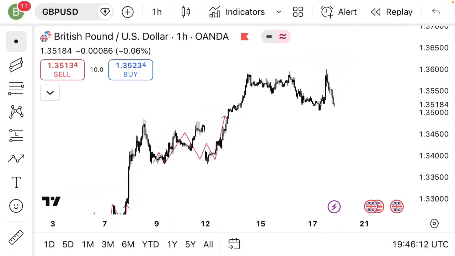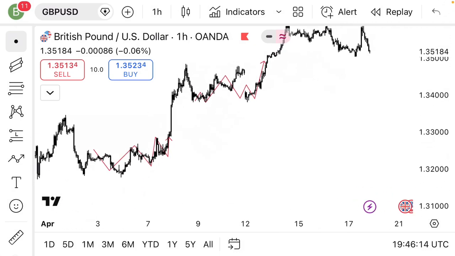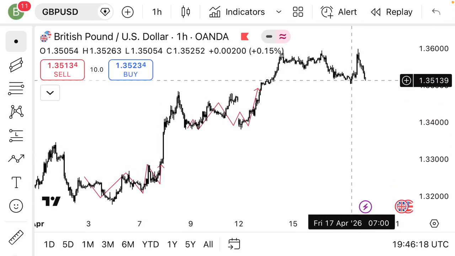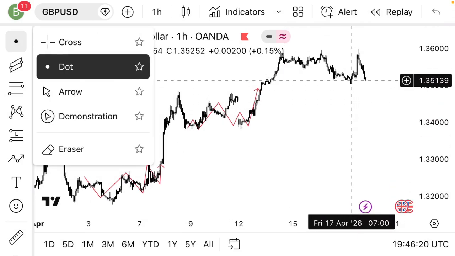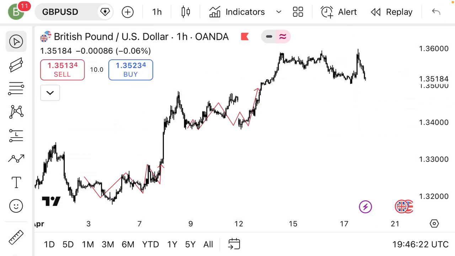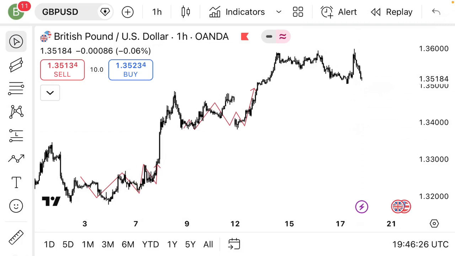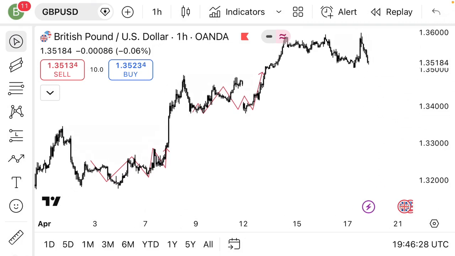So then, why is this one here a swing low and not a structural low? Let me use a demonstration tool. Why is this one a swing low instead of a structural low? The answer is expansion, right?